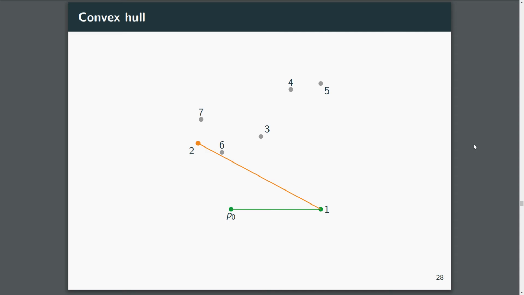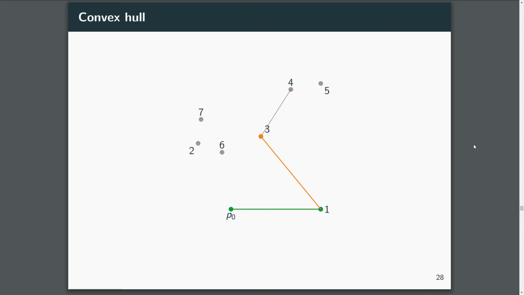So then 2 is the best value we found so far. And we check, okay, does this form a clockwise angle with p0? It does not. With 3, it does. Okay, so 3 is a better option. So we change the best to 3.